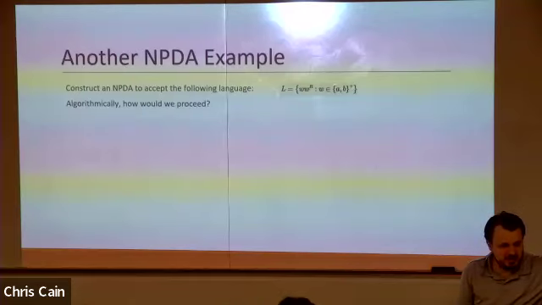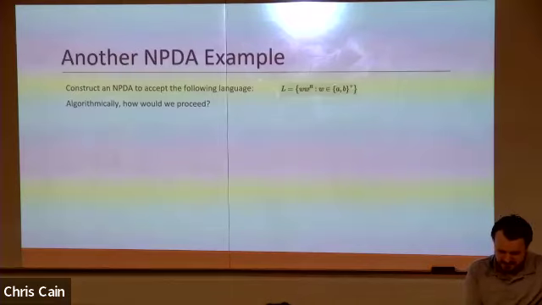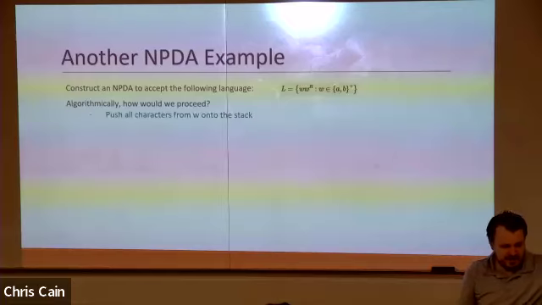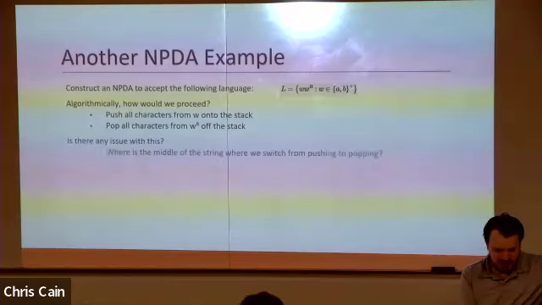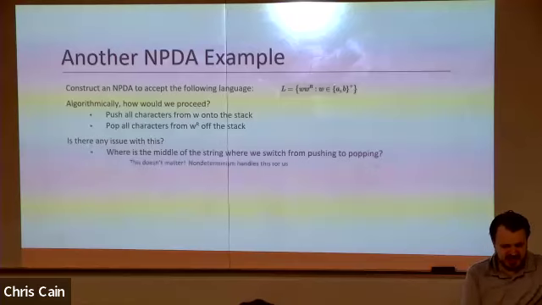So algorithmically, remember that we're verifying it. So I give you a string and I tell you where the midpoint is. So that means that you want to push all of the characters from W onto the stack. Then you know you're at the midpoint, so you can pop all of the characters as we read that same string in reverse. The issue that we talked about is, where is the midpoint? And I would argue that, again, this doesn't matter. Non-determinism handles it for us.